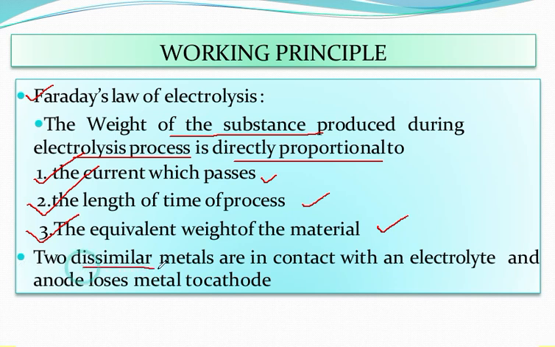Two dissimilar metals are in contact with an electrolyte, and the anode loses metal to the cathode. If you are taking two dissimilar materials connected with an electrolyte, then basically the anode, that is your workpiece, loses metal to the cathode, and the cathode is always your tool.